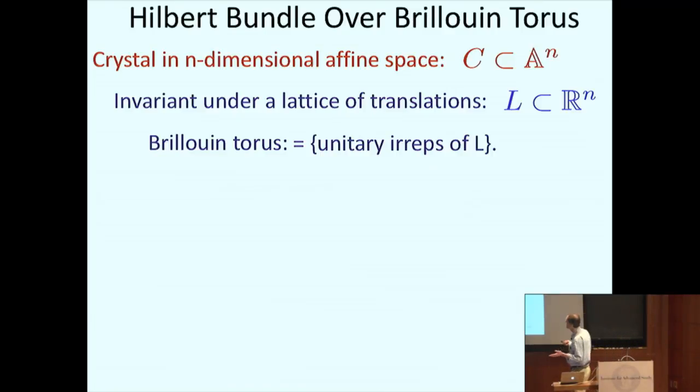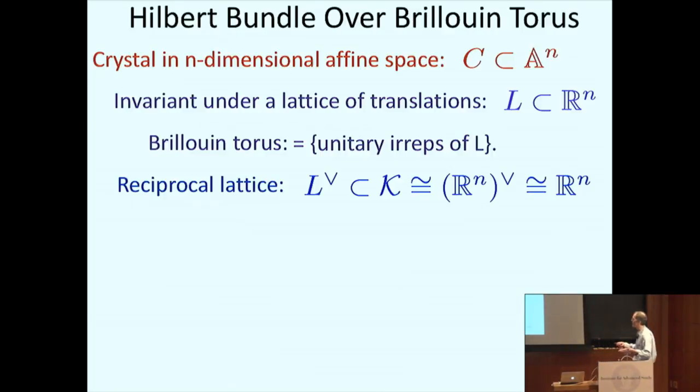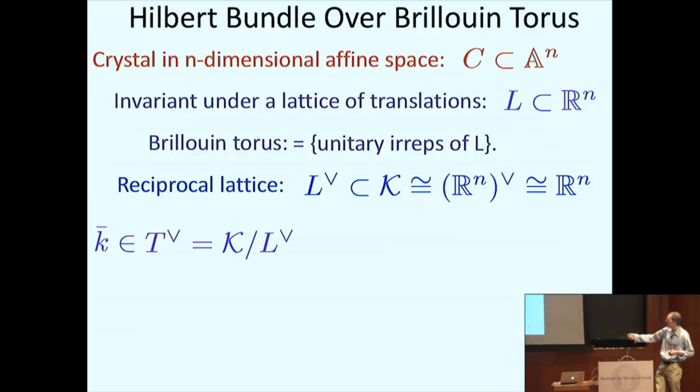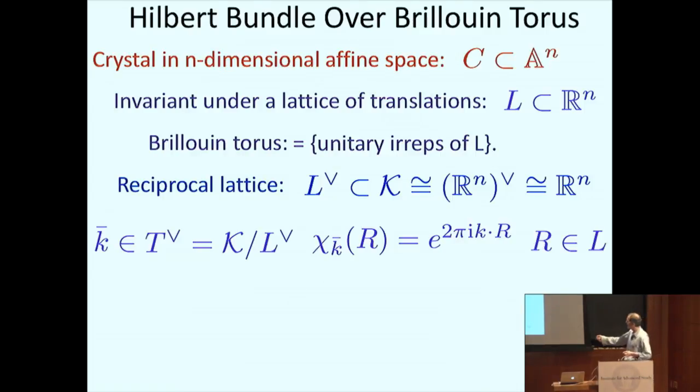Now, it's usually presented in terms of the reciprocal lattice. L dual is the dual lattice to L. It sits in the dual momentum space. And the Brillouin torus is the quotient of momentum space by the reciprocal lattice. And indeed, if we have a point k bar in the Brillouin torus, then we have this one-dimensional representation. R is a vector in L, and we take this phase where this k is any lift of k bar.